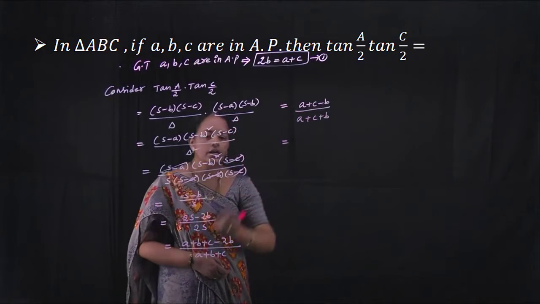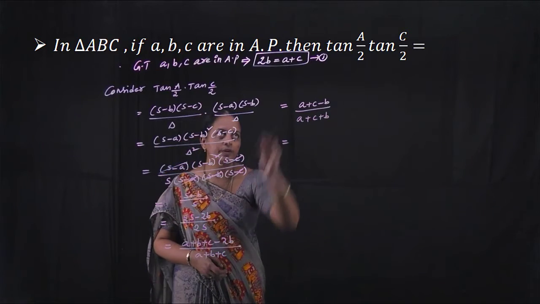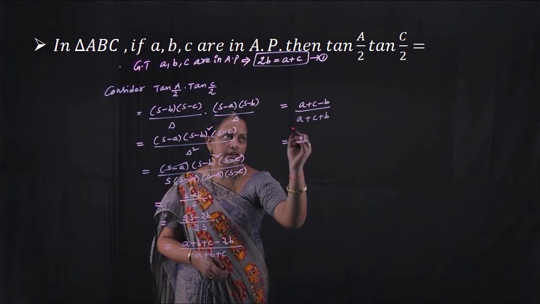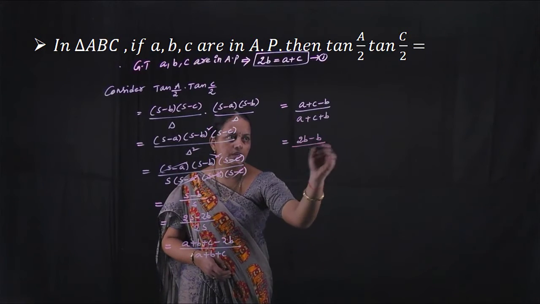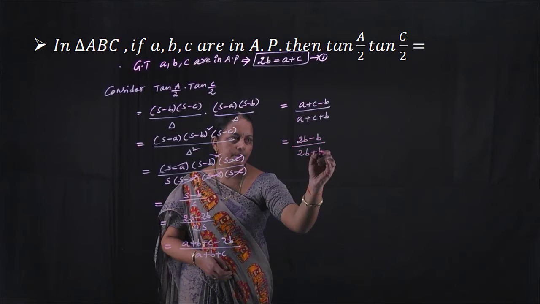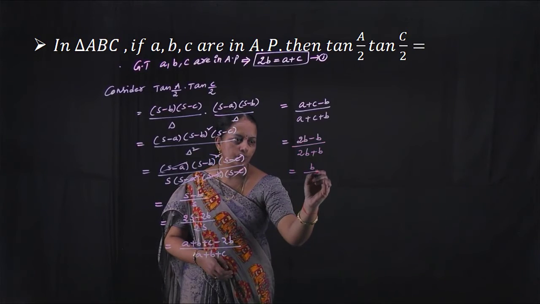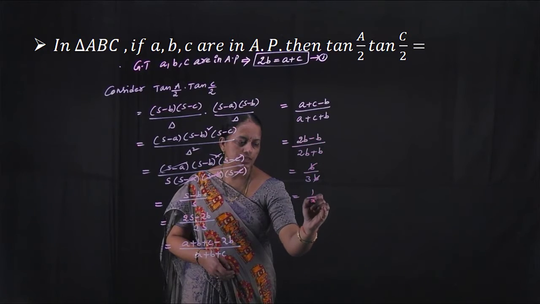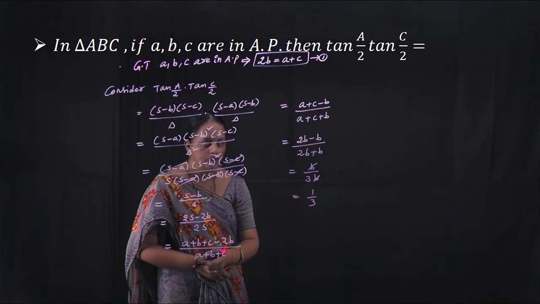Since we know that a plus c is equal to 2b from equation 1, by substituting that, 2b minus b over 2b plus b. This is equal to b by 3b. Here b gets cancelled, which is equal to 1 by 3.